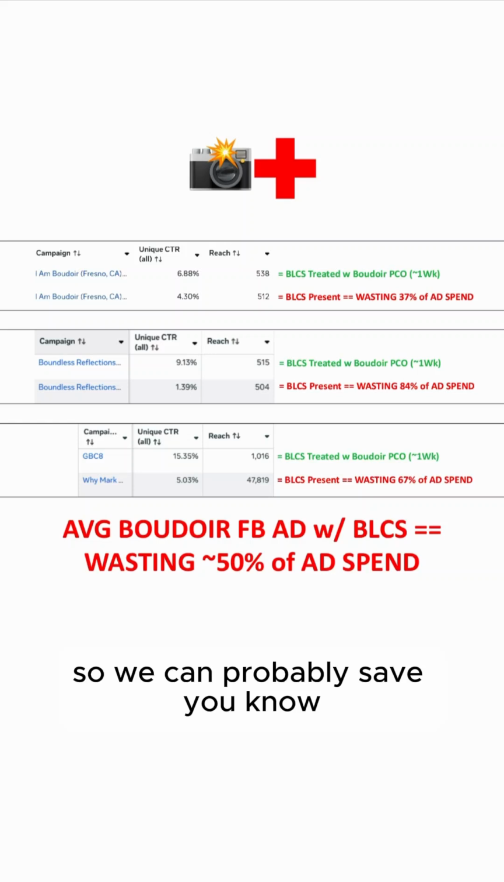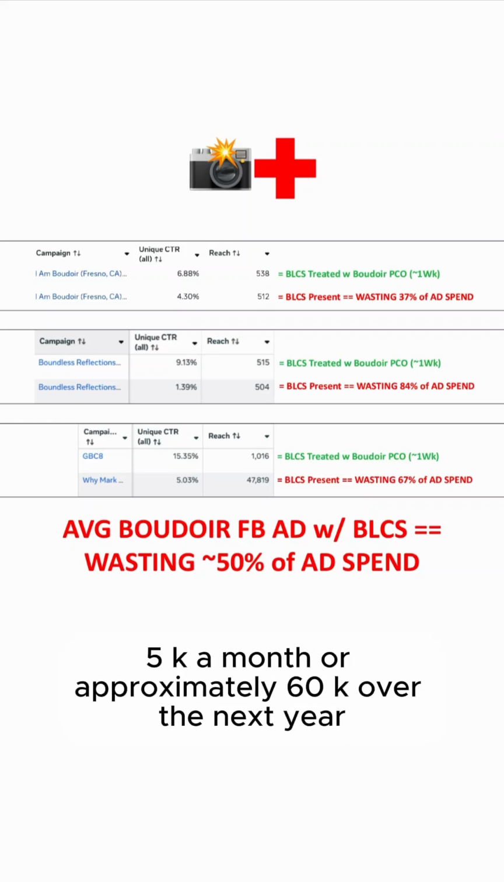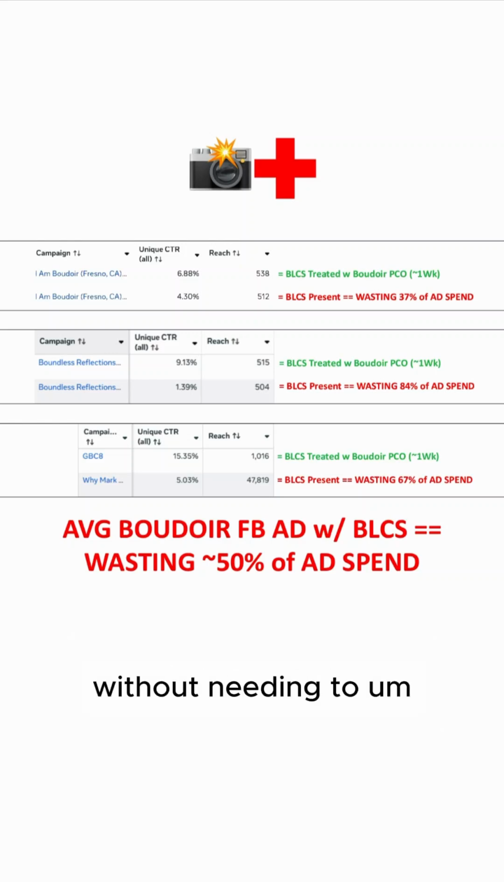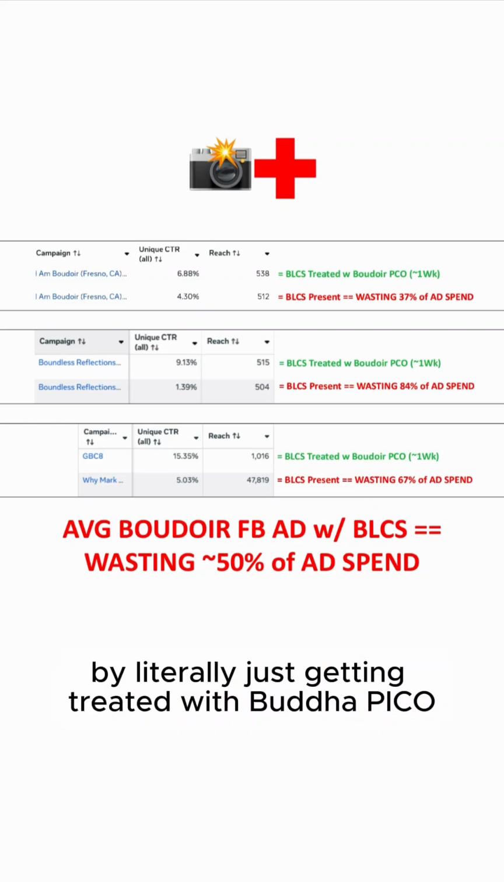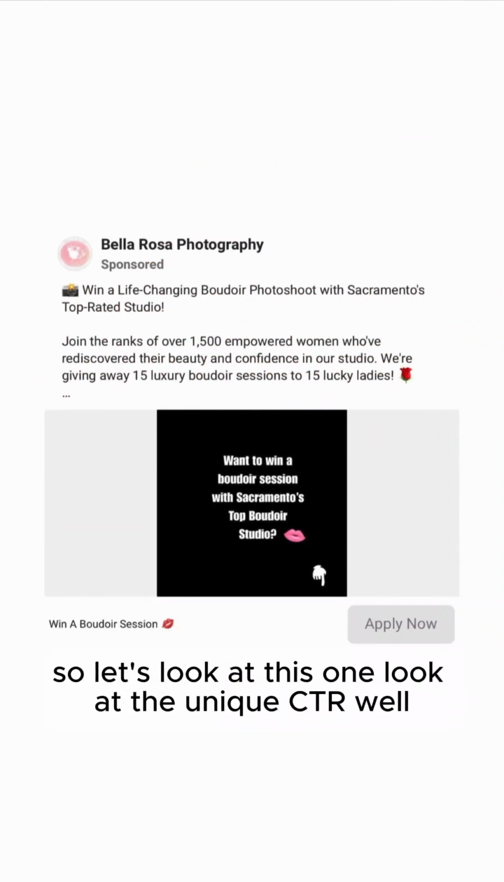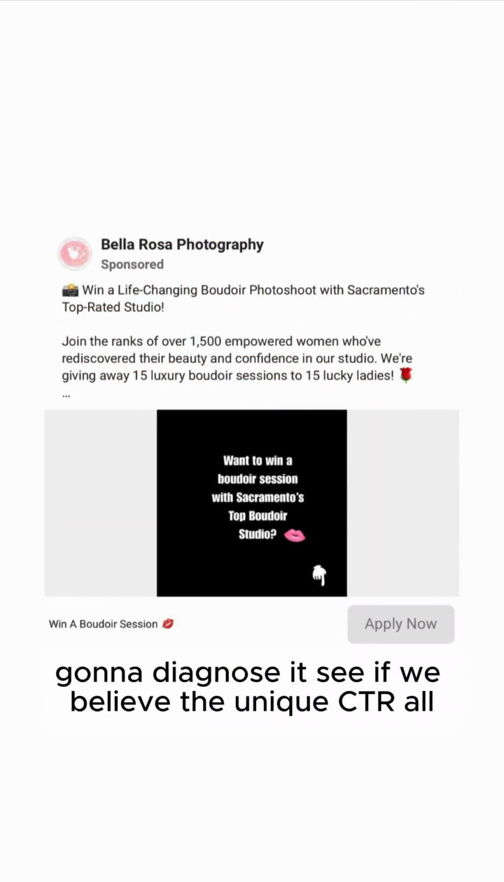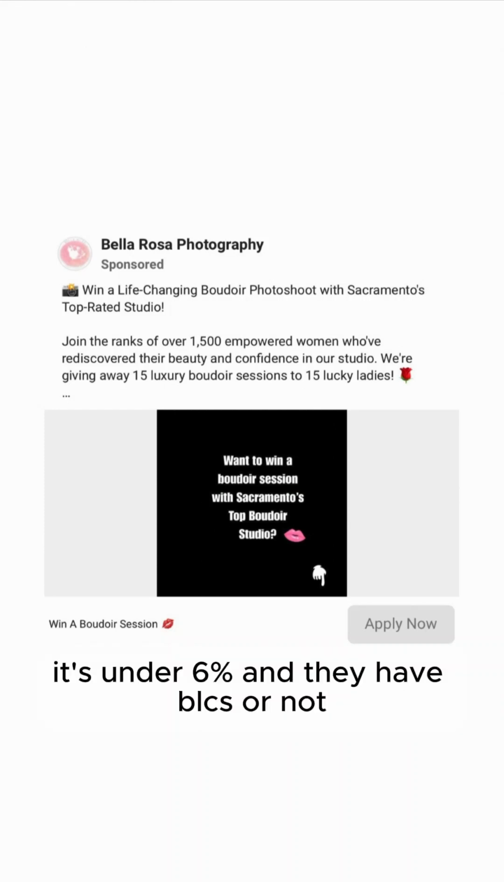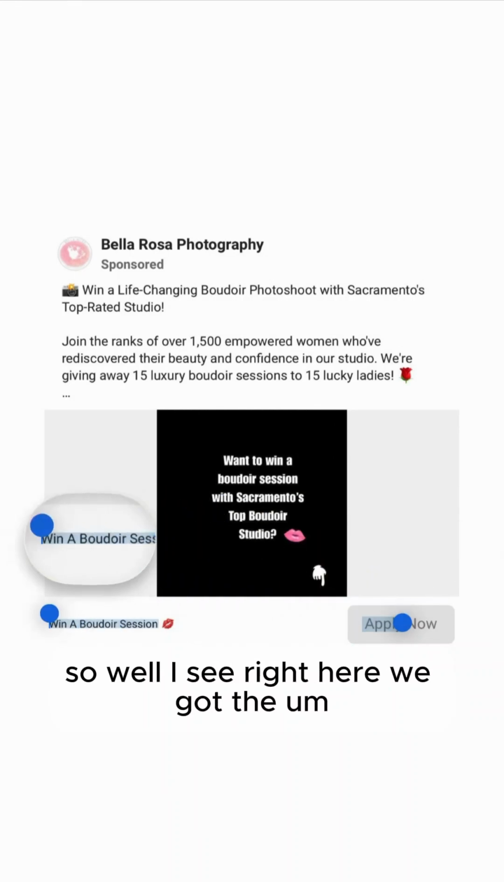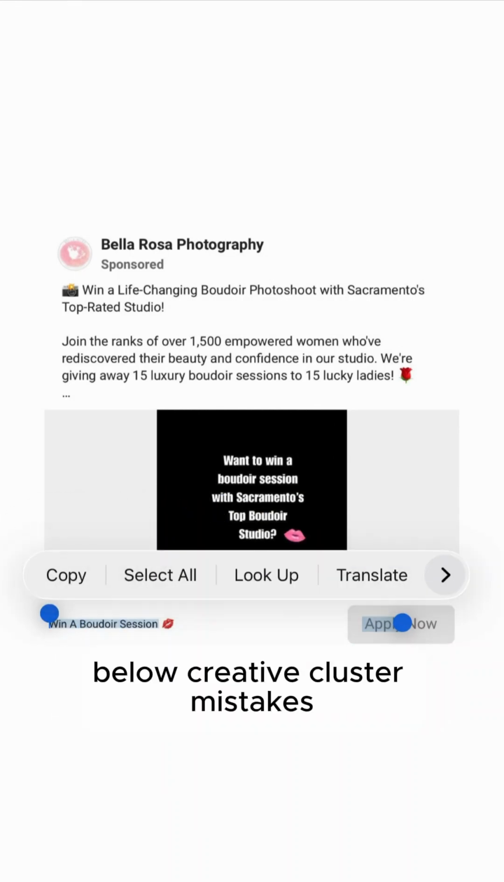So we can probably save 5K a month, or approximately 60K over the next year. So let's look at this one. Go look at the unique CTR. Well, we can diagnose it, see if we believe the unique CTR is under 6% and they have BLCS or not. So, well, I see right here we got the below creative cluster mistake.